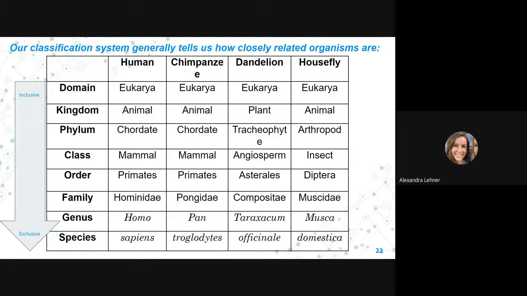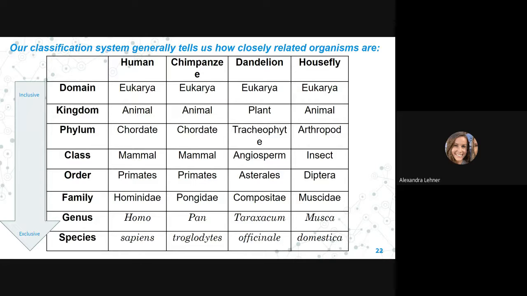And finally, our classification system generally tells us how closely related organisms are. So we have the domain, which is all Eukarya for the human, the chimpanzee, the dandelion, and the housefly. We have the kingdom. We see the human, the chimpanzee, and the housefly are all animals, but the dandelion is a plant. Phylum. Now we have the human and the chimpanzee. They are chordates, which is basically having a spinal cord. The class: both humans and chimpanzees are mammals. The order: both human and chimpanzee are primates. When we get to the family, we start to see the difference between human and chimpanzee.